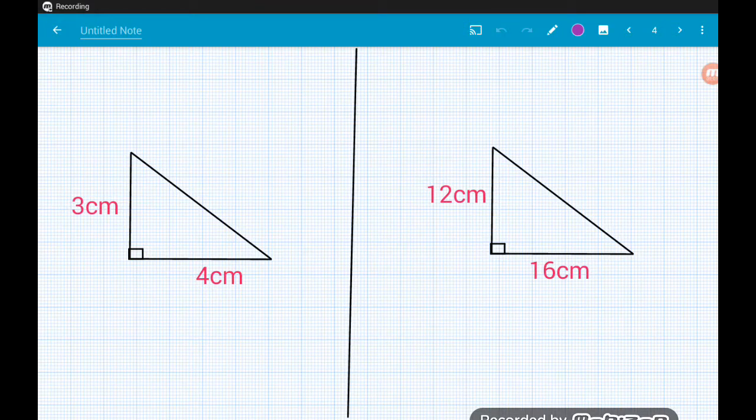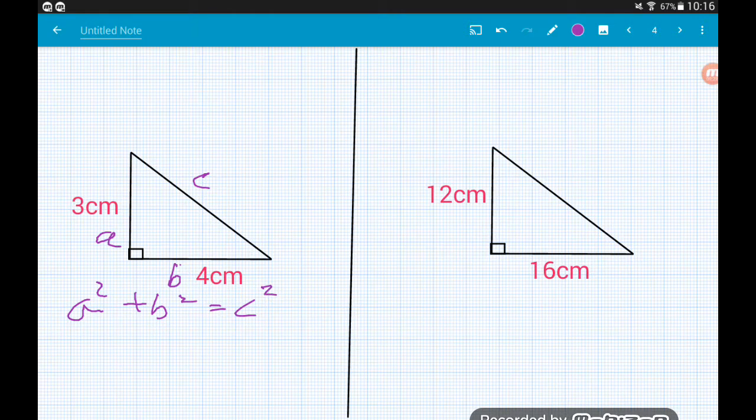Okay, for our first set of questions, we're going to be interested in finding the length of C, the length of the longest side of the triangle. Looking at the triangle on the left, the first thing I would always recommend doing is labelling your triangles. If we call that side A, that side B, and this side C, then Pythagoras says that A squared plus B squared is equal to C squared.